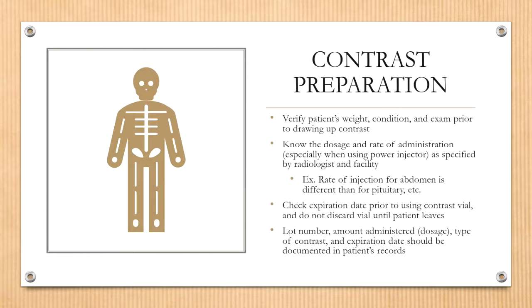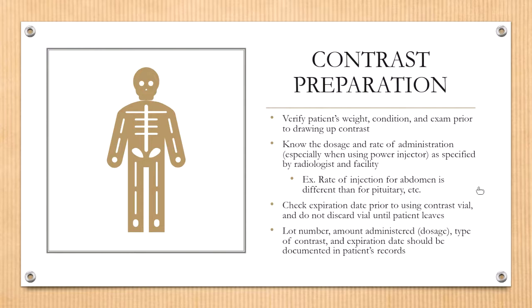Check your chart on the wall or do your calculation. And then, of course, if you're using a power injector, make sure that you know the rate of administration. Certain exams like pituitary have a different rate of administration than, say, carotids or the abdomen. So you want to make sure that you know the rate of administration. And that doesn't just apply for the type of exam. It also applies to the size of the vein that you're using. If you're using a smaller vein, you want your rate of administration to be slower so that you don't blow the vein. And this is when we're using a power injector, of course.